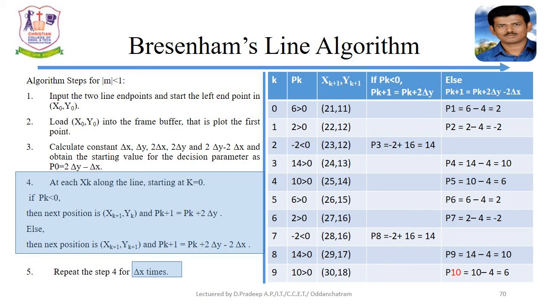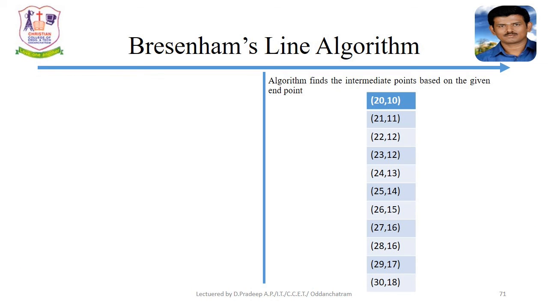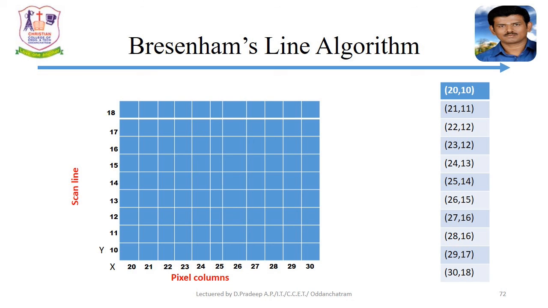So totally the fourth step is repeated 10 times to achieve all the intermediate points. So the final intermediate points are listed here. If it can be plotted on the monitor, we will achieve this kind of result.